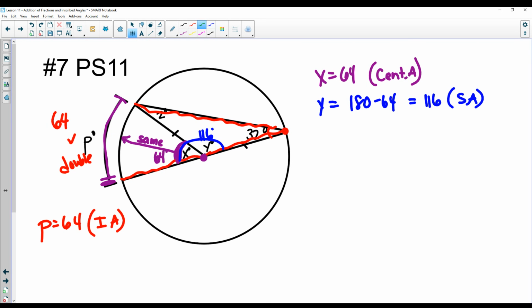And lastly, notice here, these two marks here, these are radii of the same circle, therefore they're the same. Looks like we have an isosceles triangle. So my base angles of the isosceles triangle are going to be the same. So angle Z is 32 by isosceles triangle. And there you go.